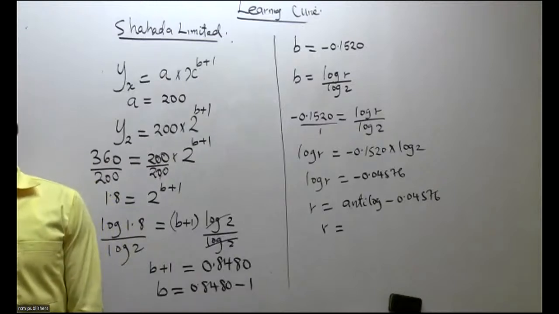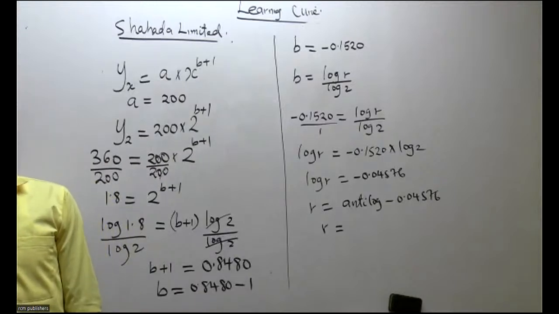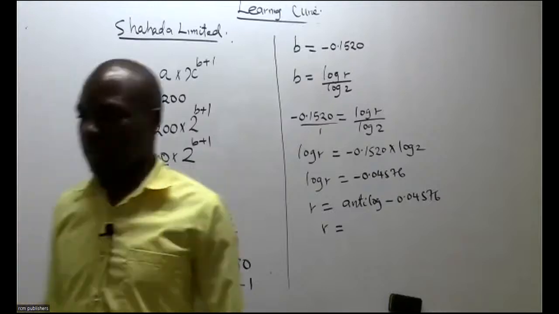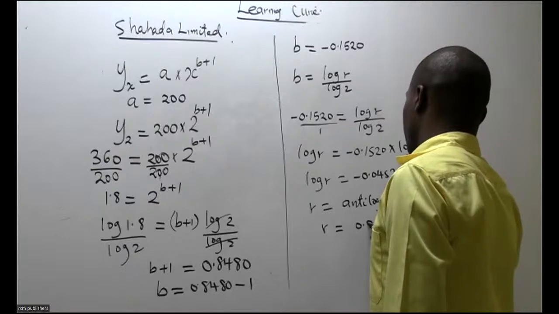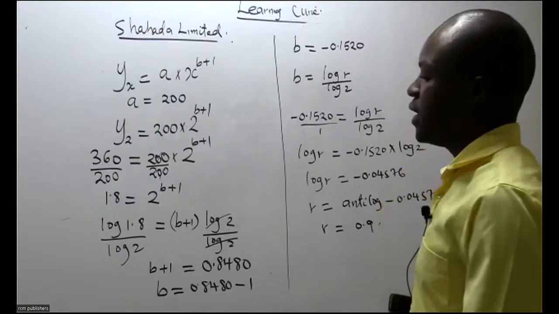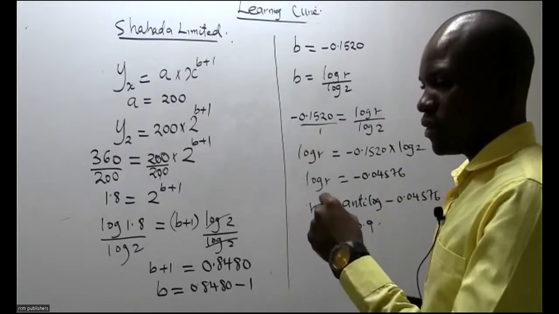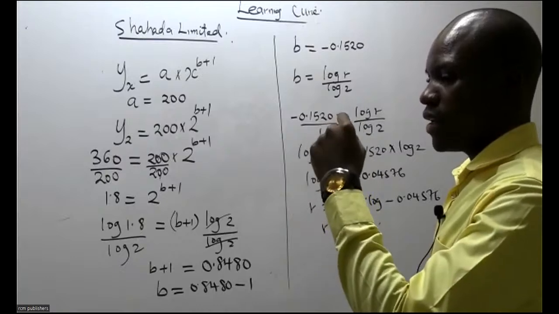What will we have there? The anti-log of the answer. The anti-log of the answer will be equivalent to 0.9. 0.9 is the learning effect.